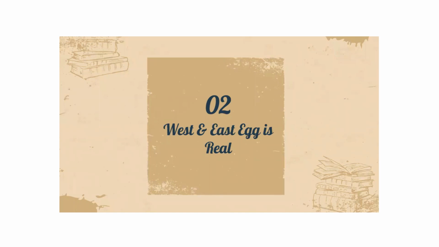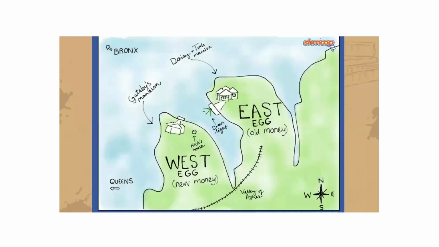And the second is West Egg and East Egg, where the setting place is real. The story took place in real life, with Great Neck as West Egg and Manhasset Hills as East Egg, which are both located on Long Island.